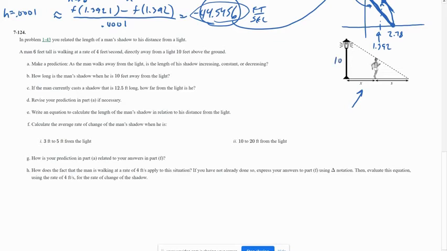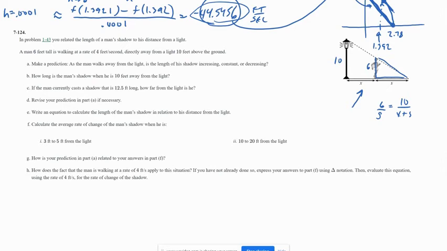And we would have some similar triangles there. We know the man is 6 feet tall. And so we can say, by similar triangles, 6 over s, that's height over base, is equal to 10 over x plus s. And so that's going to be true no matter where he is.